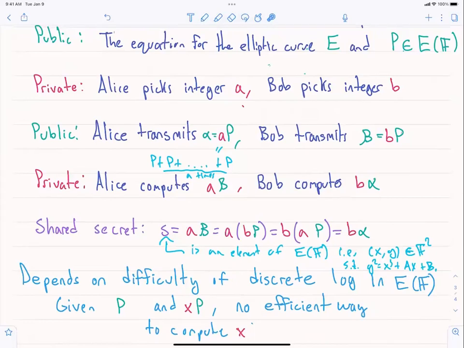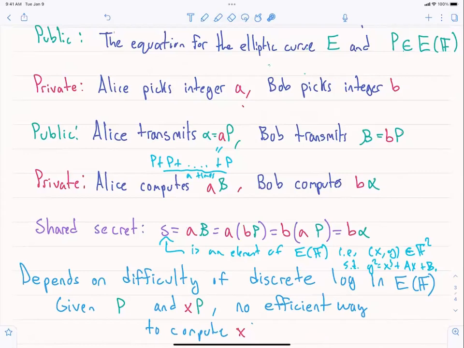Just like the Diffie-Hellman key exchange, where we used the multiplicative group F_p cross instead of the group of points on an elliptic curve, it's not that it's impossible for someone who sees alpha and knows P to extract what a is. It's just that it's very difficult, and much more difficult than it is to compute a times P. For Alice to make these computations, you saw we have these explicit formulas, and they're not so bad. You could do it by hand.